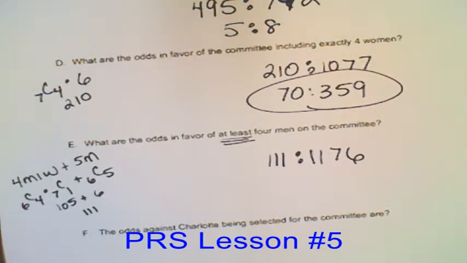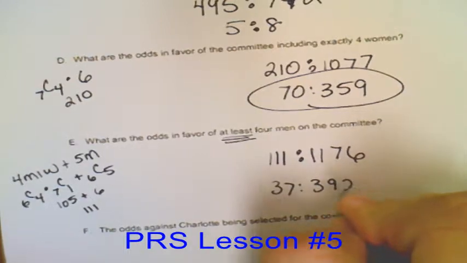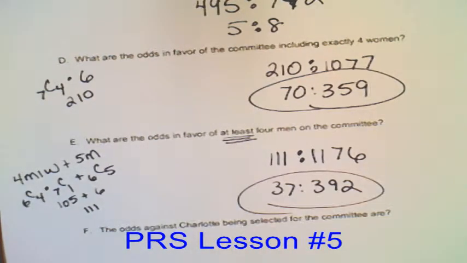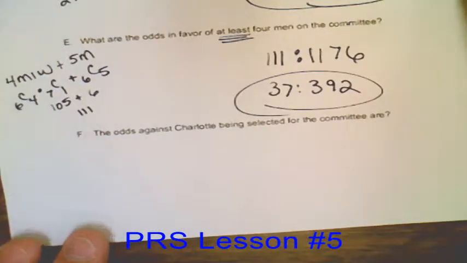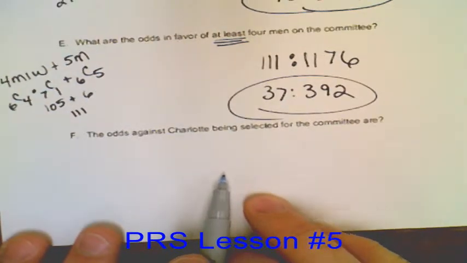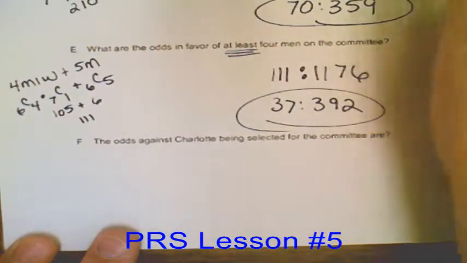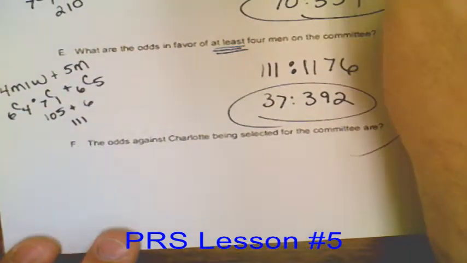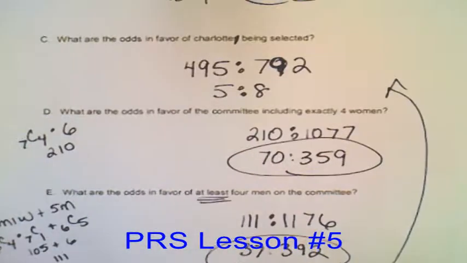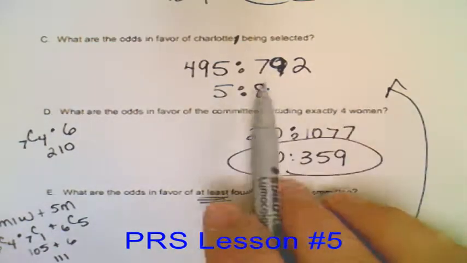So 111, odds in favor, 111 to something. I need to figure out what that something is. Well, there are 1287 in total, and 111 of them are what I want, so 1176 is the ones that I don't want. And I try to reduce that, 111 divided by 1176, and that becomes 37 over 392, okay, and so on and so forth. Okay. So you've got odds going through.